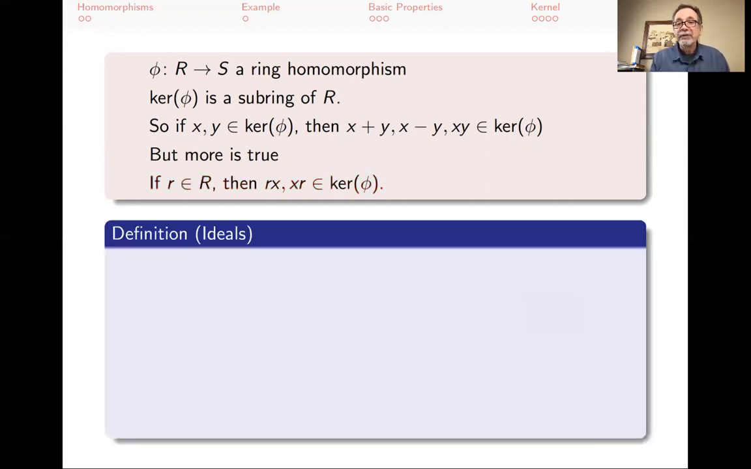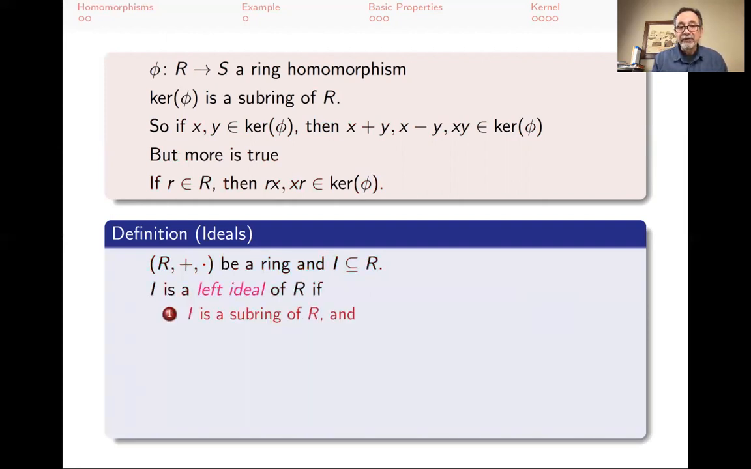And because of this, we now define ideals. Ideals are subrings that have this extra property. So you have a ring and you have a subset of the ring. I is a left ideal of R if it's a subring of R, which means, for example, that it's not empty, and rs is in I for all r in R and s in I. We say left ideal when we're multiplying by elements of R on the left. So elements of R are acting on the left, and when rs is in I, not only is it a subring, but we have that property, we say we have a left ideal.